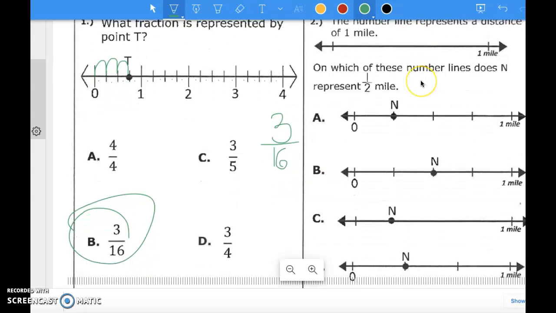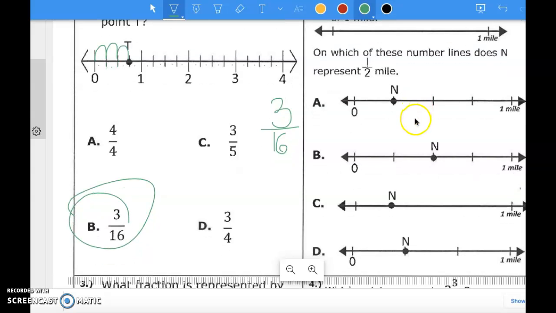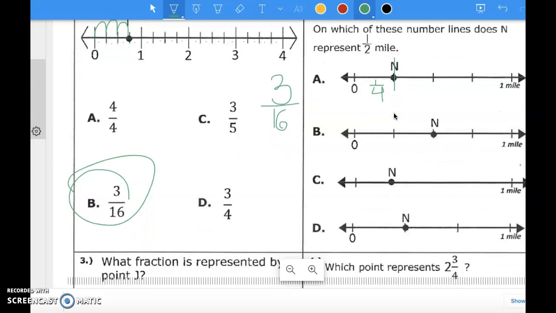The number line represents a distance of a mile. Which of these number lines represents half of a mile? So for half, this is 1/4. It's not half. This one is 2 out of 4. And this one looks like half. 2 is half of 4.